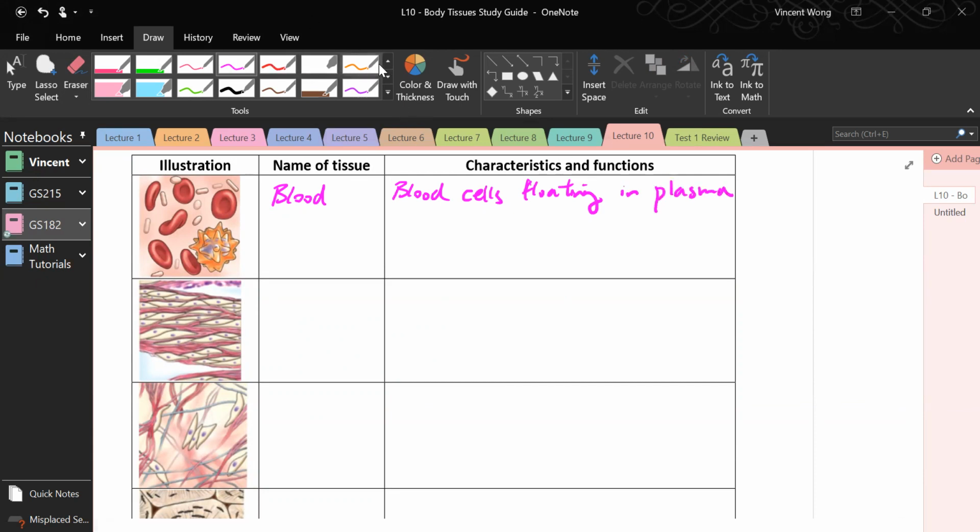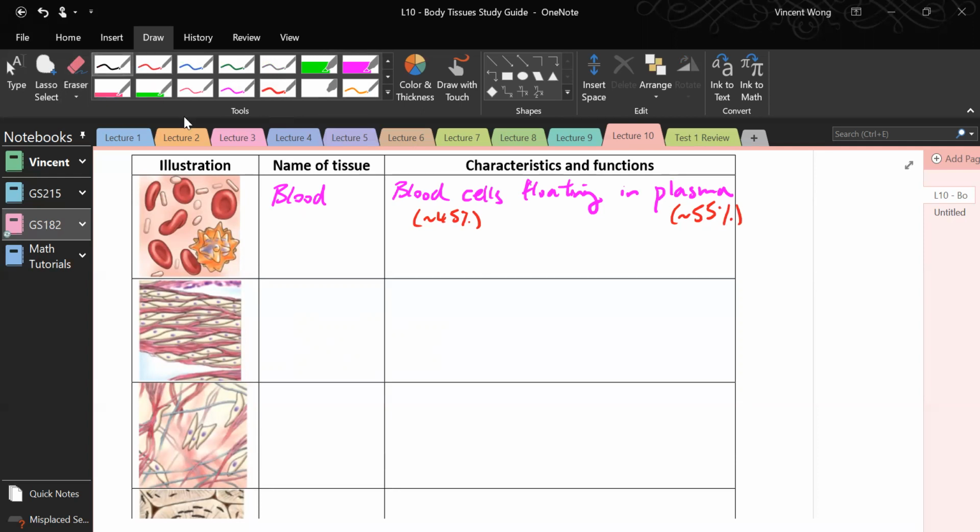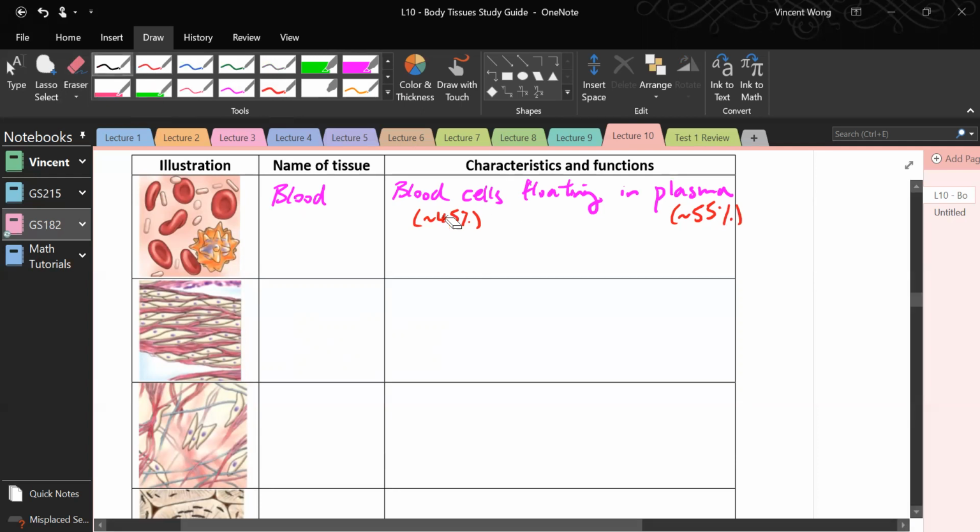So again, we'll learn more about this next semester. Blood cells are about 45% of the total blood volume, and the plasma is about 55%. And you can separate them if you spin the blood. If you take a tube of blood and spin it down, the cells will sink to the bottom, and the plasma, which is kind of yellowish actually, will float to the top.